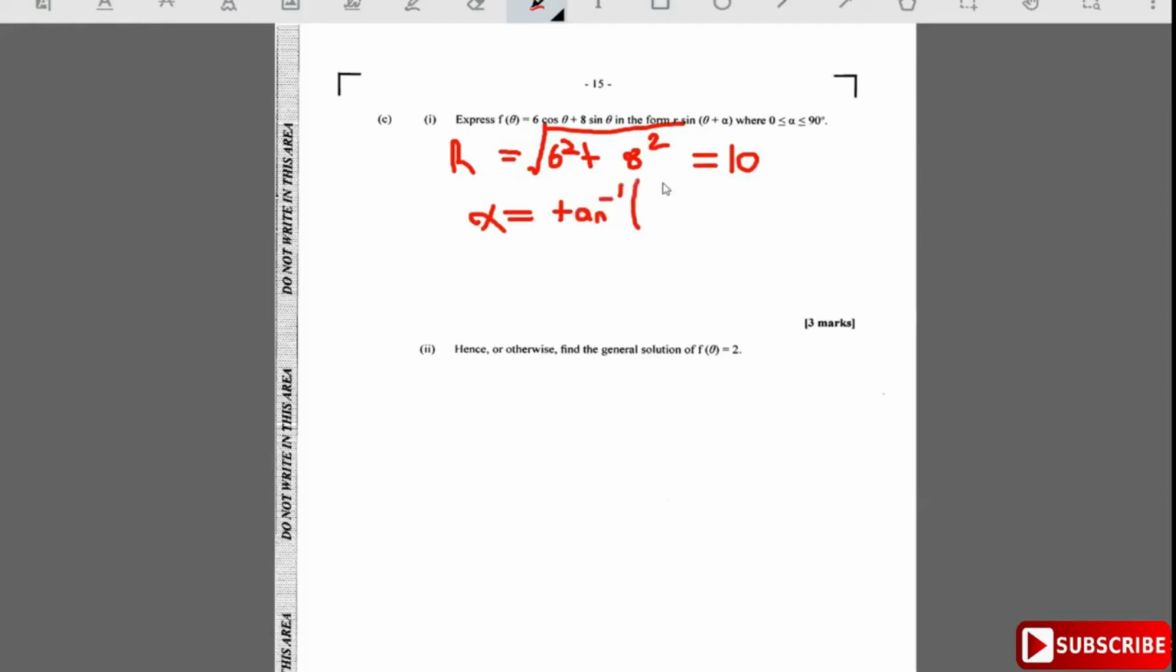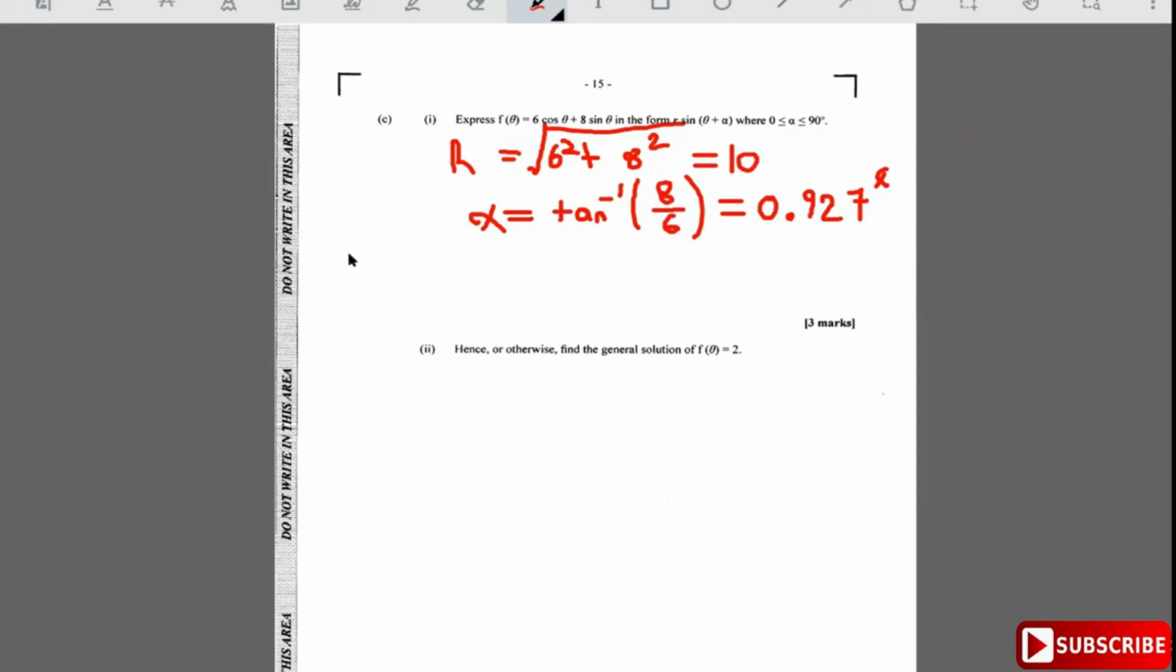Alpha is equal to tan inverse 8 over 6. So 8 divided by 6. We find tan inverse of that as 0.927. That's alpha. All right, now that we have that for alpha, now we can express f of theta in that form.